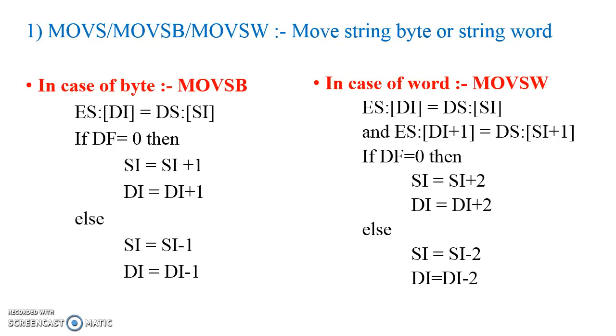After a byte or word is moved, SI and DI are automatically adjusted to point to the next source element and the next destination element. If the direction flag is 0, then SI and DI are incremented by 1 after a byte move and by 2 after a word move. If the direction flag is 1, then SI and DI will be decremented by 1 after a byte move and by 2 after a word move. Move does not affect any flag.